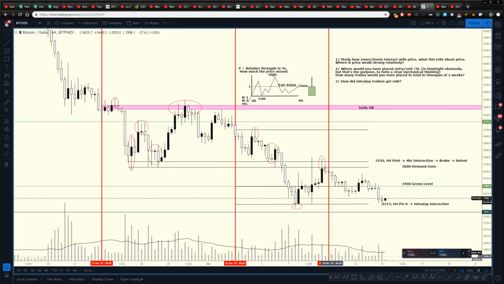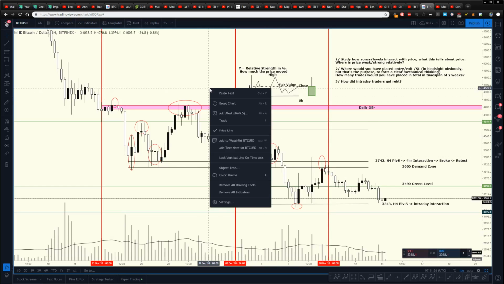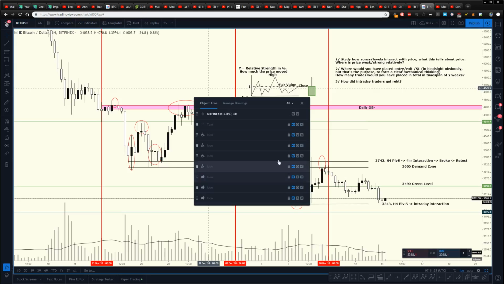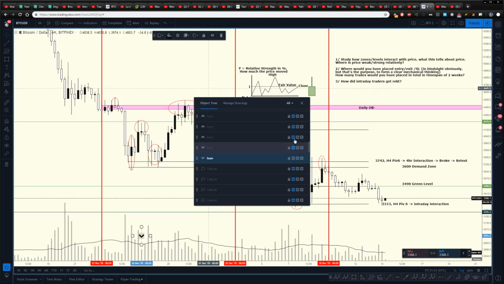So now we gave a brief explanation about the candles, what happened, basically, and so I'll go over it. I gotta check the object tree. Let me check. First we're gonna show where price was weak and strong. What does it do? So slow.